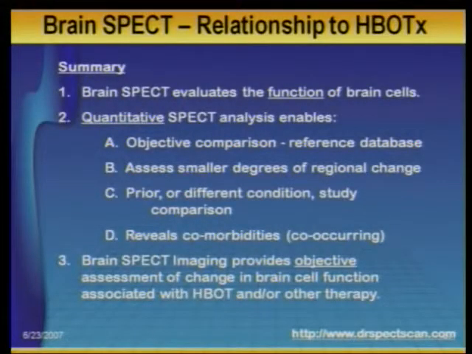So, in summary, we're looking at the function of brain cells, not just their anatomy, using technology like SPECT. It gives us an objective comparison because we can compare it with a database. Mind you, I've got a built-in database in my mind, but it's not the same as in the next 3 imaging doctors' minds. But having an objective database, we can compare to the same sort of reference population, so we can look for smaller degrees of regional change. We can do before and after comparisons because we can process the data through the same quantitative system.